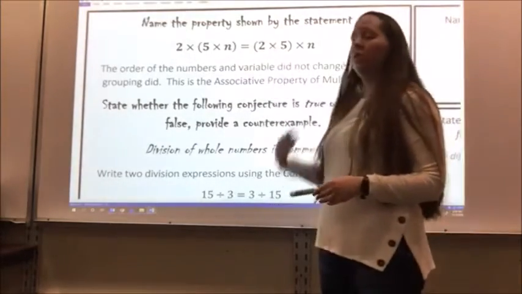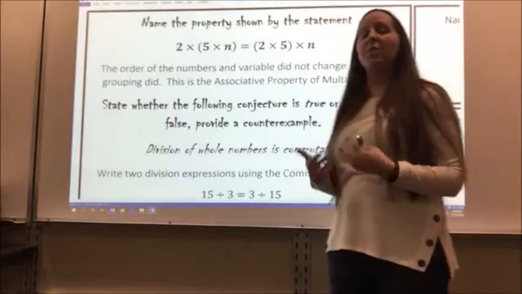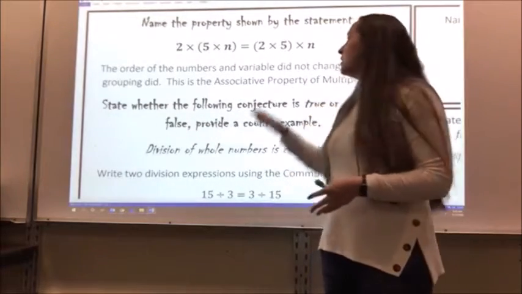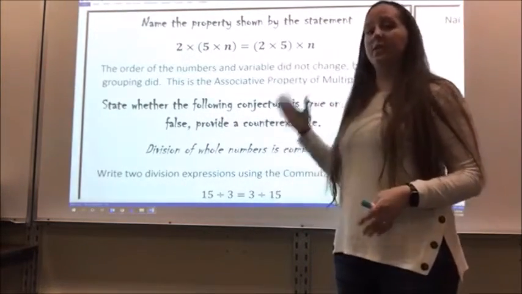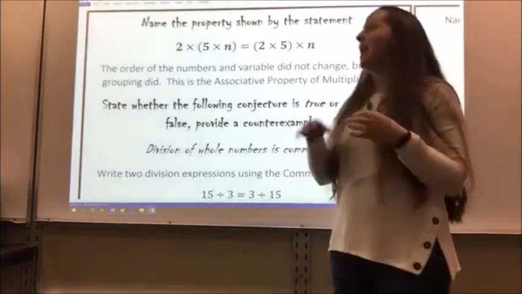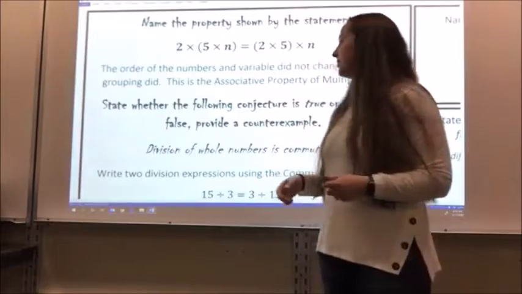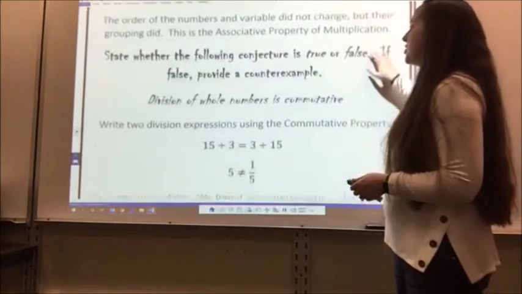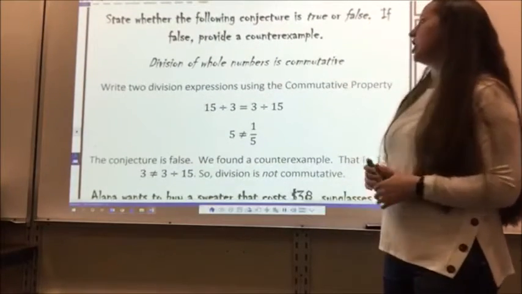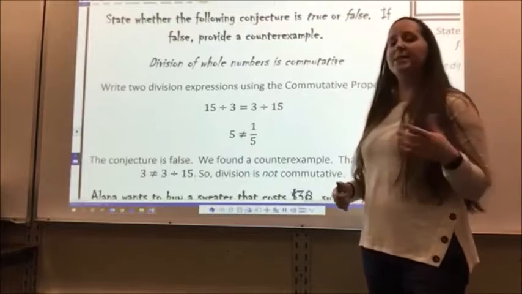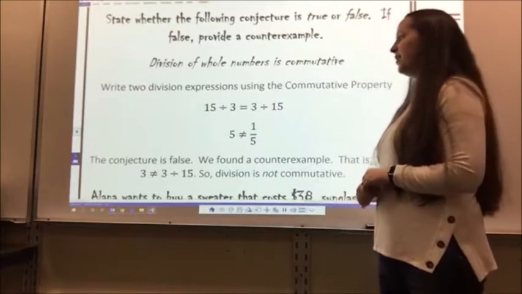Notice that I'm including multiplication or addition when I'm naming my property, okay? So that means I'm multiplying things, so that's why it's a property of multiplication. And because it's changing the grouping, that's why it makes it associative. Okay. So then I want to state whether the following conjecture is true or false. If it's false, provide a counterexample.